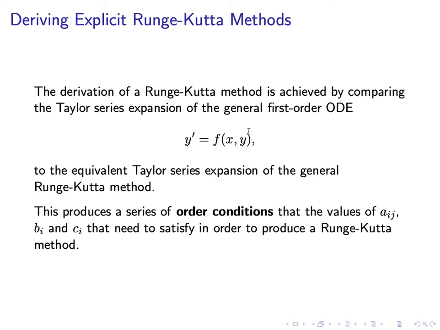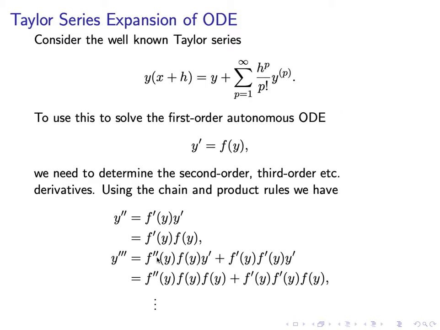What we then do is we want the two expansions to match, so that gives us some order conditions, and these order conditions place a series of constraints on the values of A, B and C. These order conditions need to be satisfied to produce a Runge-Kutta method. We're going to start with looking at the series expansion of the ODE.